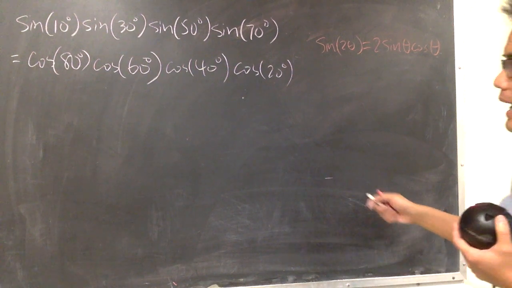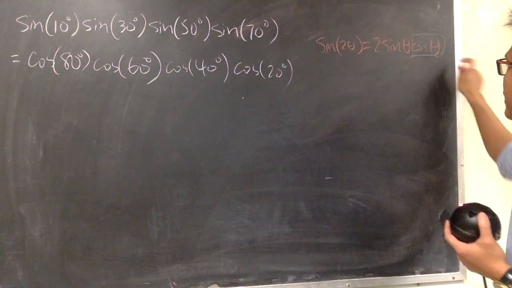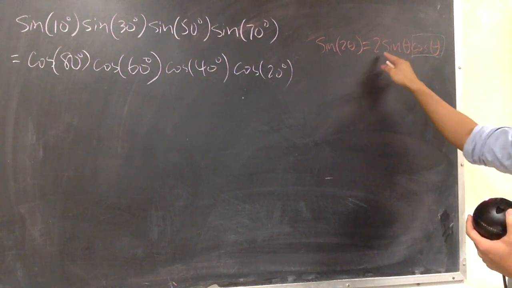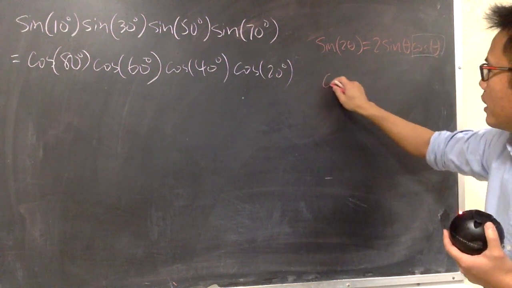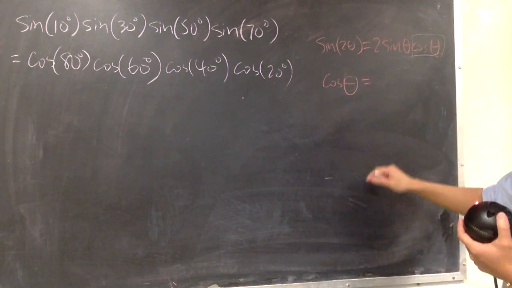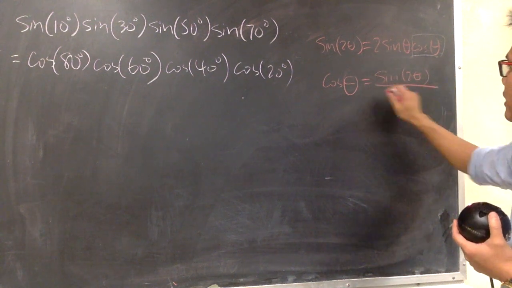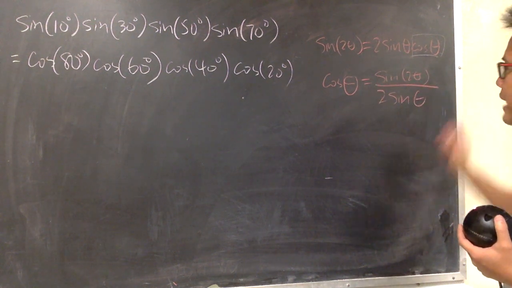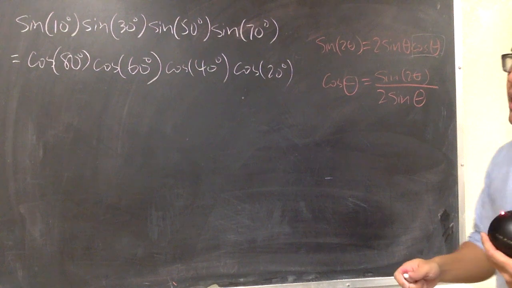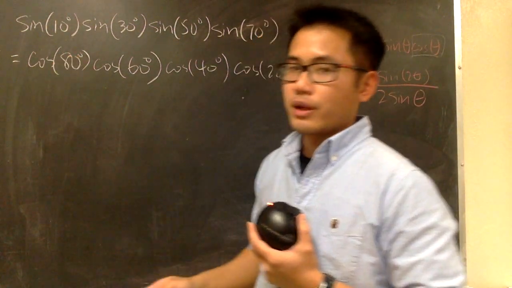Well, I'm looking at this question in terms of cosine now, so let's isolate the cosine right here. And I can just divide this on both sides. So in other words, cosine theta is equal to sine of 2 theta divided by 2 sine theta, right? And now, here is the deal. Let's look at the first one right here, for example.